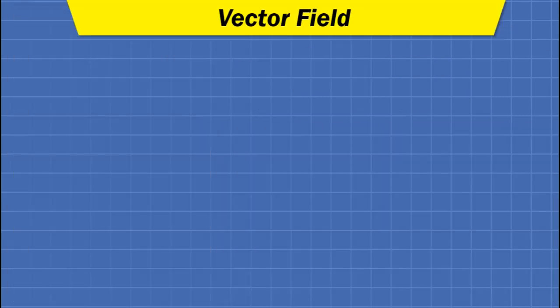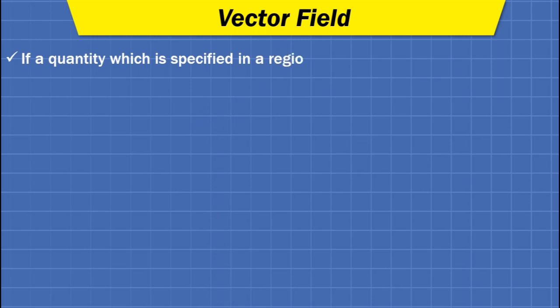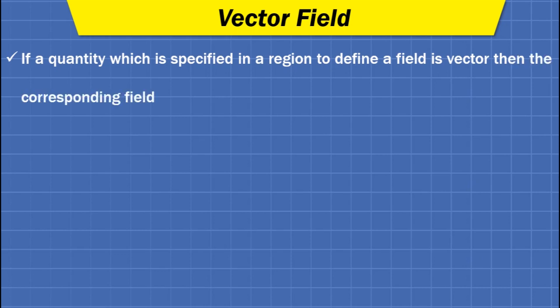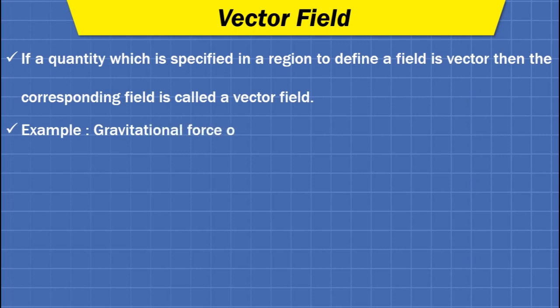Similarly, the second type of field is called a vector field. If a quantity which is specified in a region to define a field is a vector, then the corresponding field is called a vector field. Some examples of vector fields are gravitational force on a mass in space, velocity of particles in a moving fluid, wind velocity of the atmosphere, magnetic field of earth, etc. So all these are vector fields.